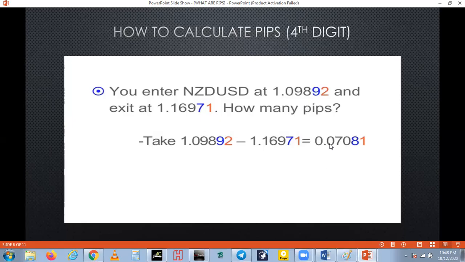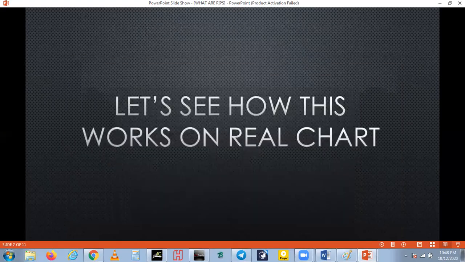So looking at this example now, how many pips do you actually make? You have to take this decimal point four ways back to the right. So 1, 2, 3, 4. What you made is 708 pips, one pipet. That's a lot of money, depending on your lot size. So let's see how this works on the real chart.